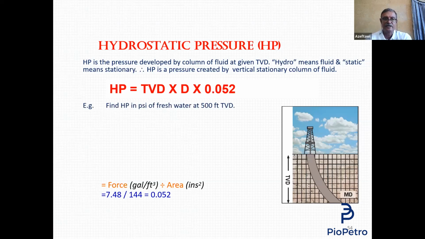This is an example: find the hydrostatic pressure in PSI of fresh water at 500 feet TVD. So this is the TVD we have. What's the density of water? It's the standard. In fresh water, its density is 8.33 ppg, pounds per gallon. So you just multiply 500 by 8.33 by this constant, then you get the hydrostatic pressure.